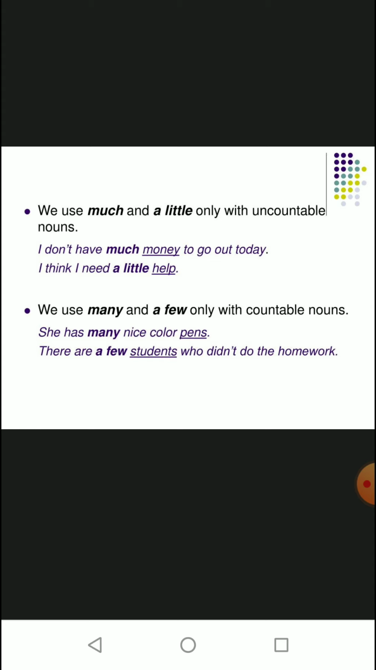She has many nice color pens. There are a few students who didn't do homework. So that is all about determiners.